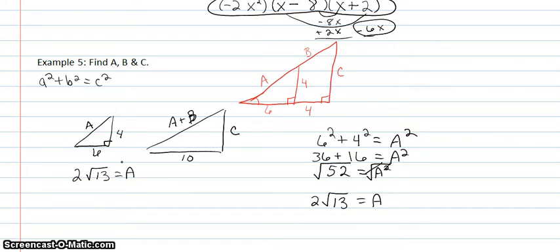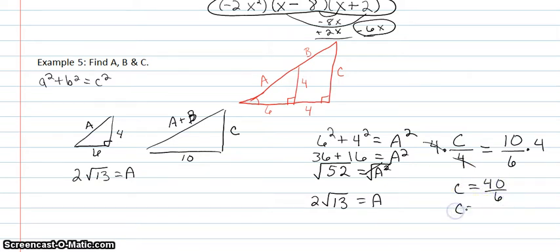Alright, and then we need to find out what c is. So I can say c over 4 equals 10 over 6, which we've been setting up these ratios and proportions for a while now. So this isn't very new. And we've used the Pythagorean theorem before also. So c equals 40 over 6, that's going to simplify. C equals, if we just divide by 2, 3, and 20, so 20 over 3.